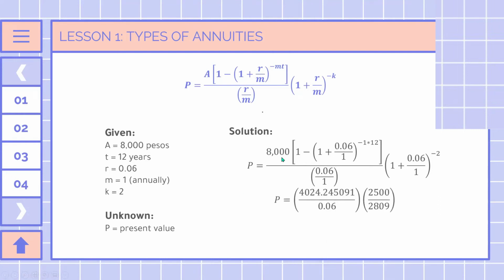So evaluating, we will come to a simplification of 4,024.245,091 all over 0.06 multiplied to the quantity of 2,500 all over 2,809. Then simplifying this, we will get the value of P is equal to 59,692.73 pesos. I hope it is all clear for you.